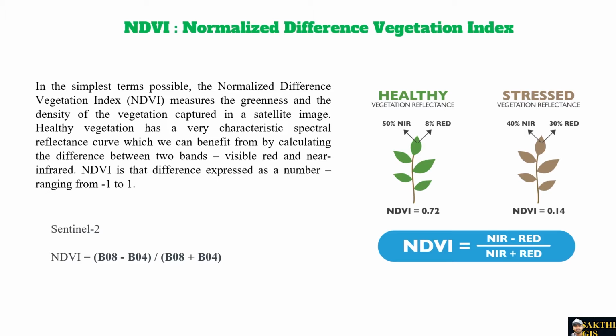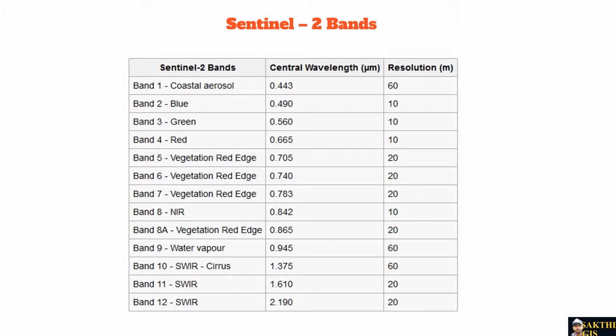For Sentinel-2, we have already discussed bands. Sentinel-2 has 13 bands. Among them, the near infrared band is band 8 and the red band is band 4. So the formula is band 8 minus band 4 divided by band 8 plus band 4, which gives NDVI, because the NDVI formula is near infrared minus red divided by near infrared plus red.